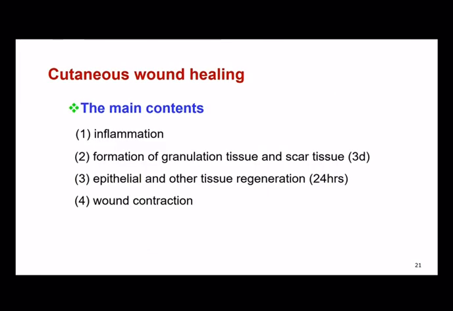Well, I will take the healing of skin wound as an example to show you what actually happened in wound healing. There are four main contents: inflammation, formation of granulation tissue and scar tissue, epithelial and other tissue regeneration, and the last one, wound contraction.